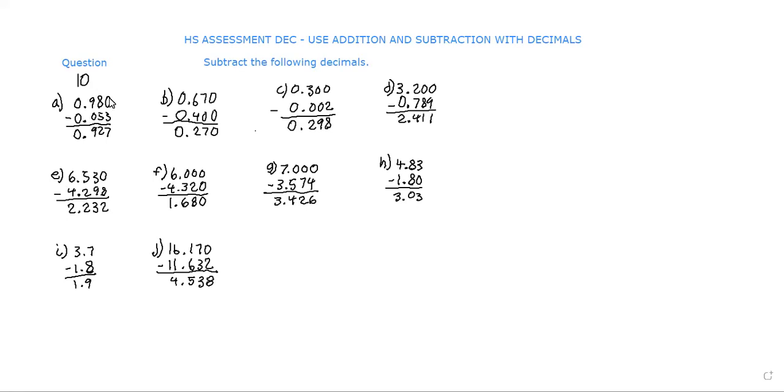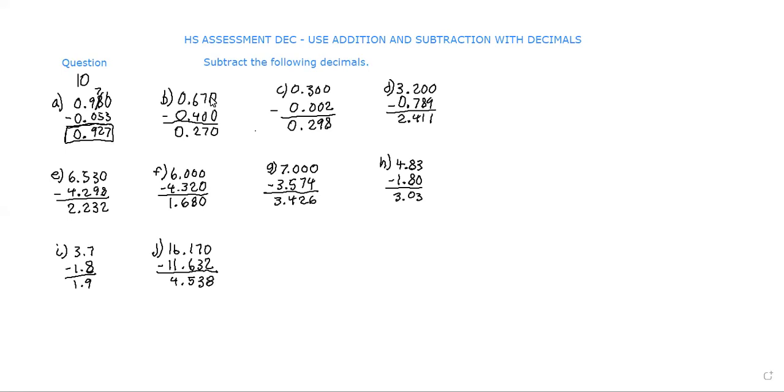Right, the first one we have is a 0 here, minus 3. We cannot take 3 from 0, so we're going to have to borrow a 1 from the next place value, which is where the 8 is. So we're going to take a 1 from there, place it here, and then 8 becomes a 7. So now we're subtracting 3 from 10, which gives us 7. And then we go ahead and subtract the next column, 5 from 7, which gives us 2. And 0 from 9, which just gives us 9. So our answer is 0.927.